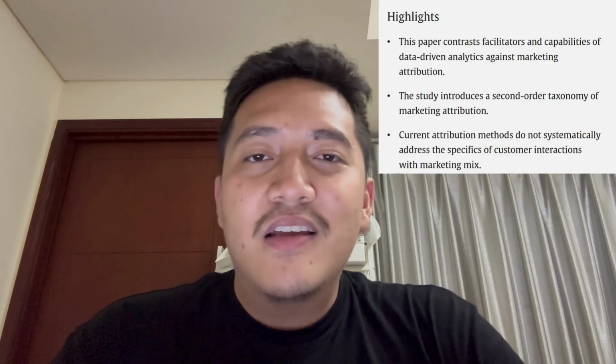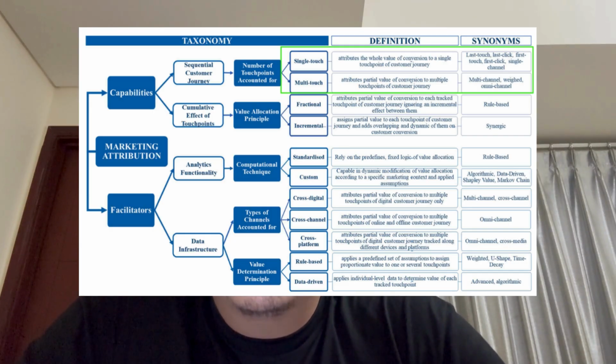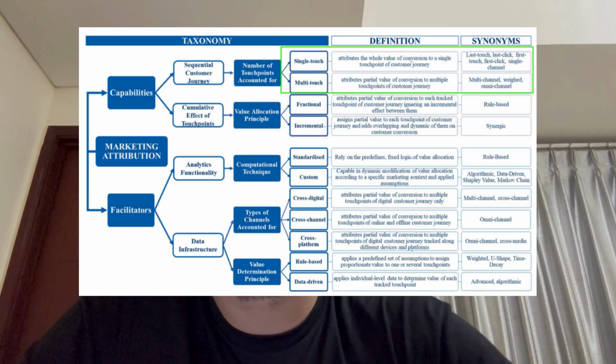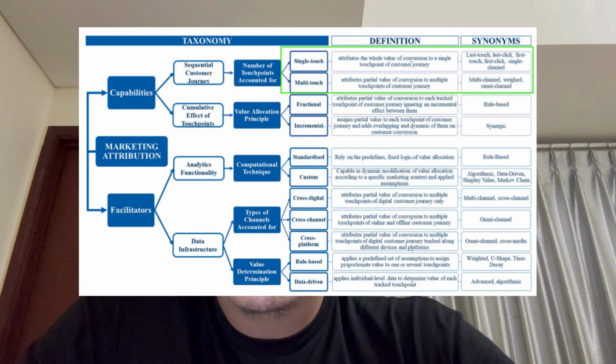Different tools offer different kinds of attribution models, and basically this journal helps us to classify all of that in one diagram. So we know what the exhaustive and available options are that we have. So now let's get into it. On this diagram, there are a lot of marketing attribution models presented by the researchers. But for today's video, let's focus on single touch and multi-touch attribution models.